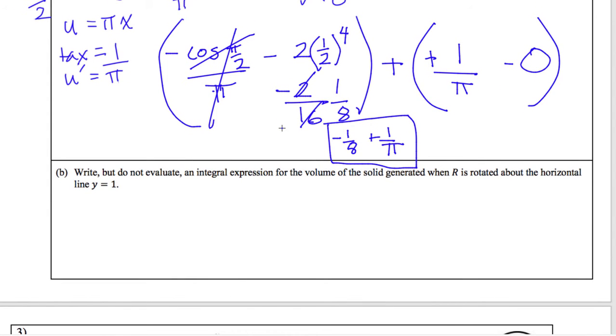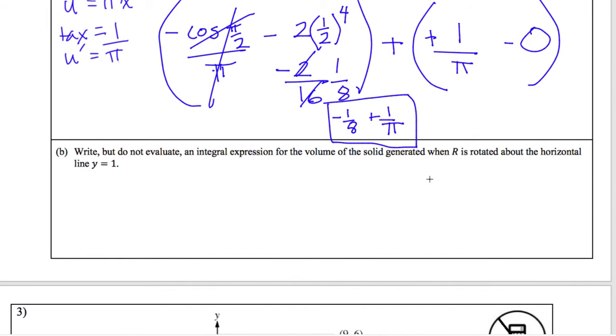On to part C, which is labeled B for mine for some reason. Okay, now we're rotating around a horizontal line, which means if I'm rotating, I'm getting this shape, also known as a circle. A circle's area is pi r squared.